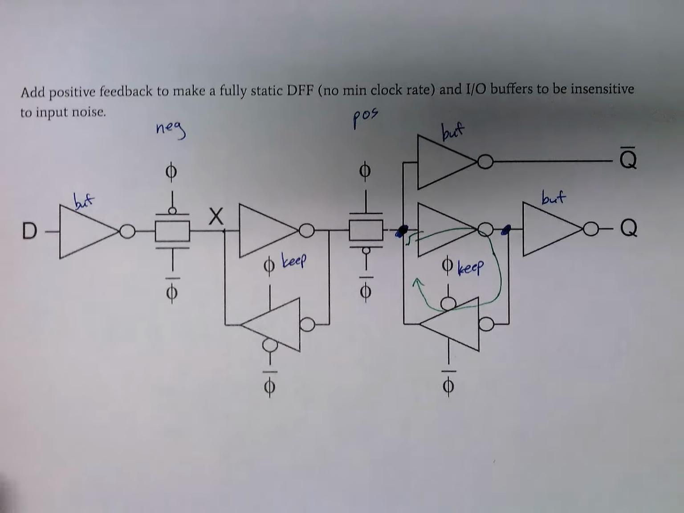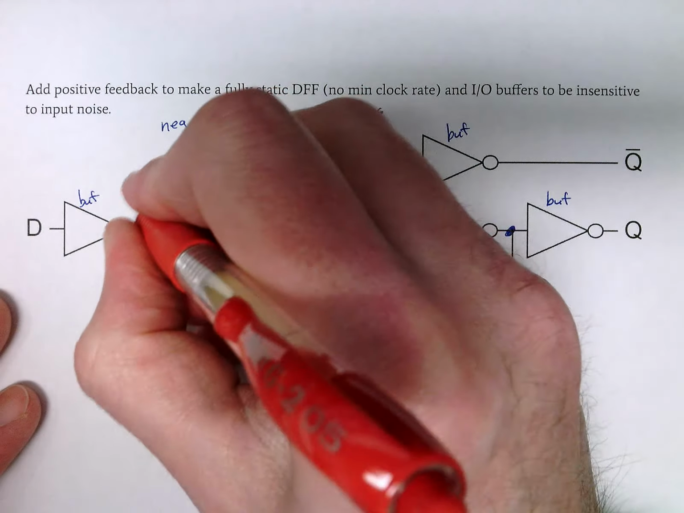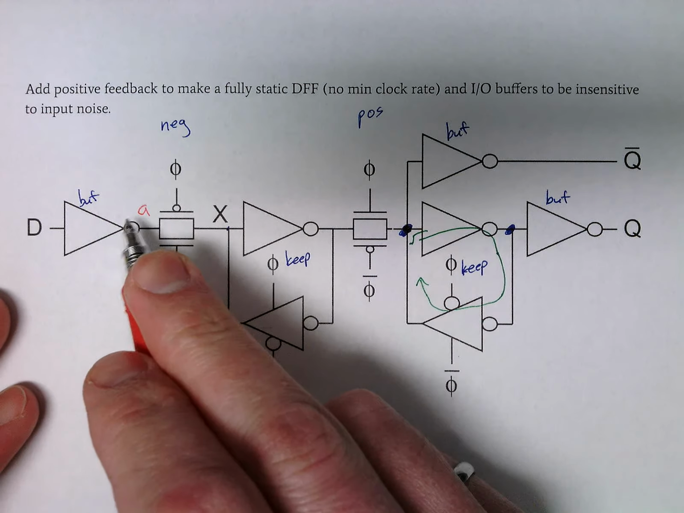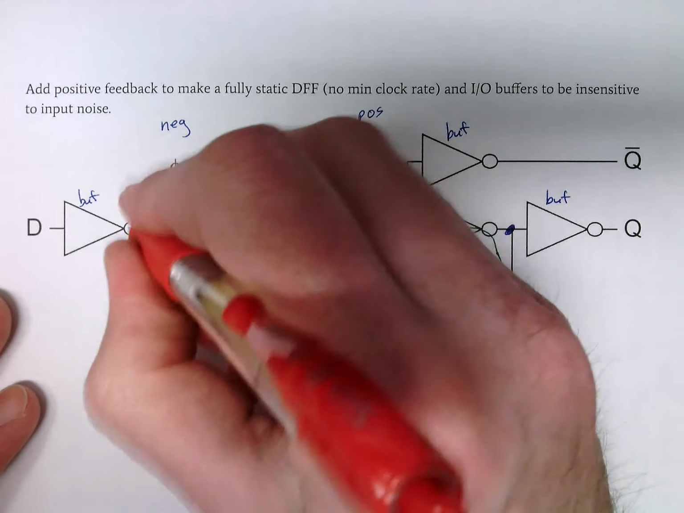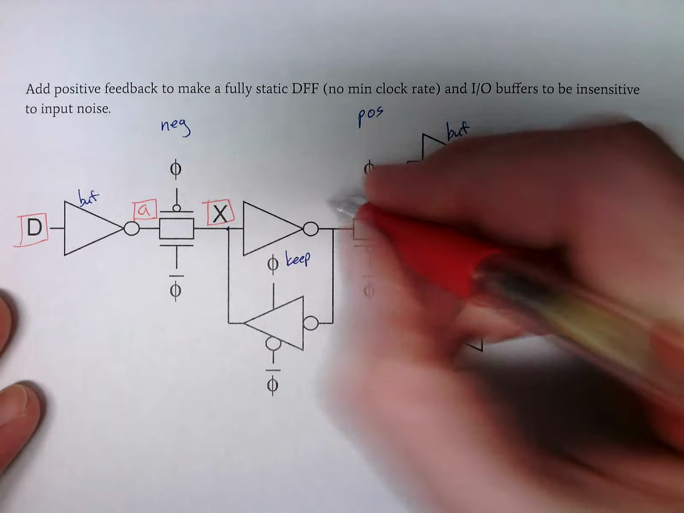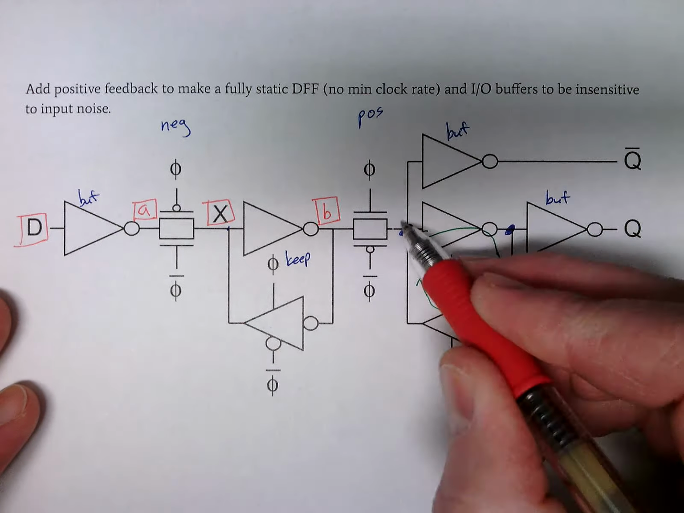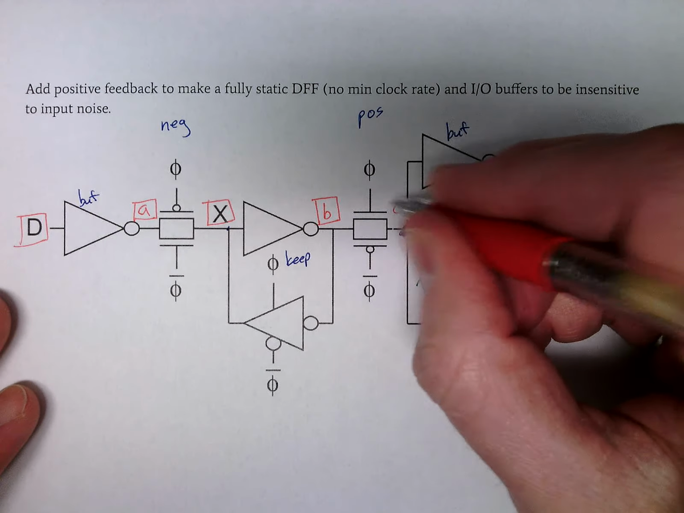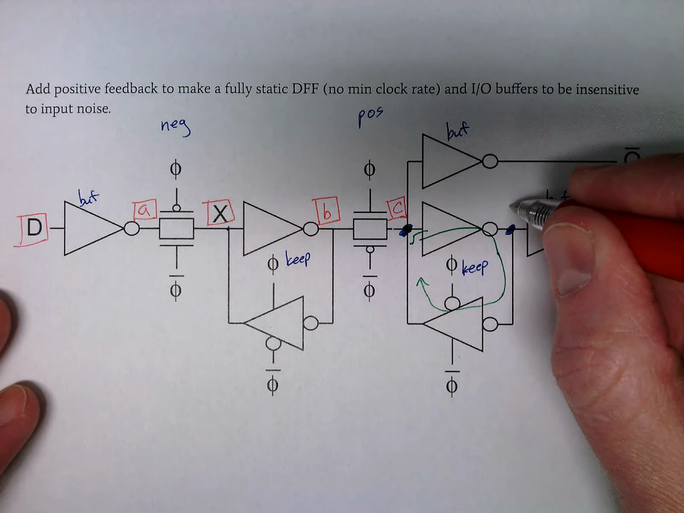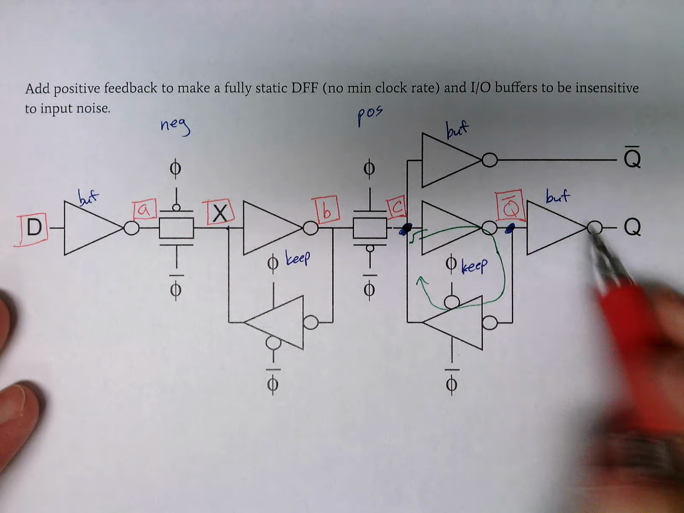All right, if we look at the waveforms, I'm going to label these waveforms. This is node A. Okay, so we have D, we have node A, we have node X. We'll put boxes around these so we can know which ones we're talking about. Here's node X. Here's node B. This one also doesn't have a name, so I'm going to call this node C. And then this one is Q bar. Of course, we have another inverter here, but that's what we have.